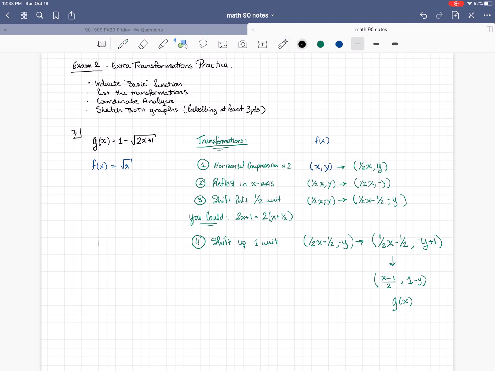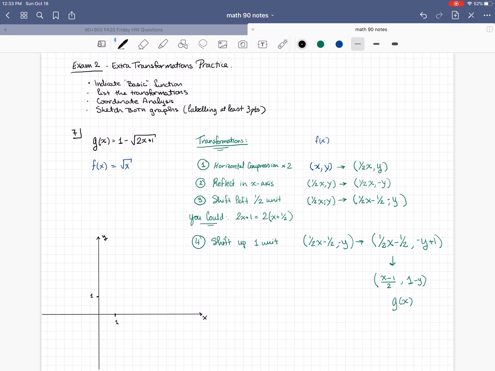So let's go ahead. Here are our axes. Just like in the previous example, since you're compressing by a factor of 2, it might be nicer to use a slightly bigger scale. So let's let 2 squares be 1, okay? So this is 1 on the x-axis, this is 1 on the y-axis.